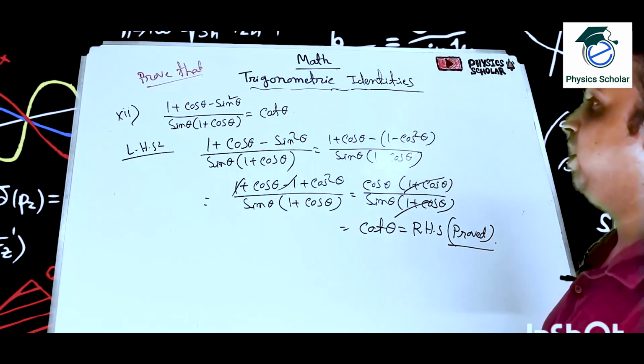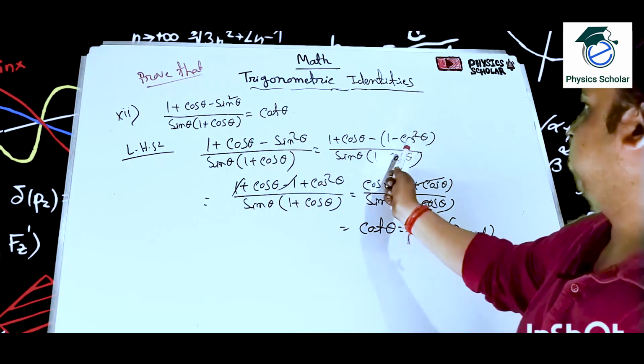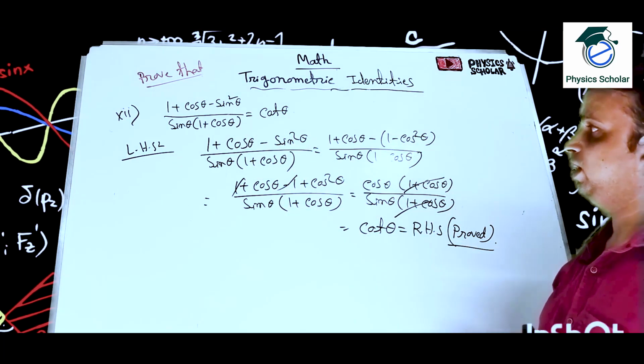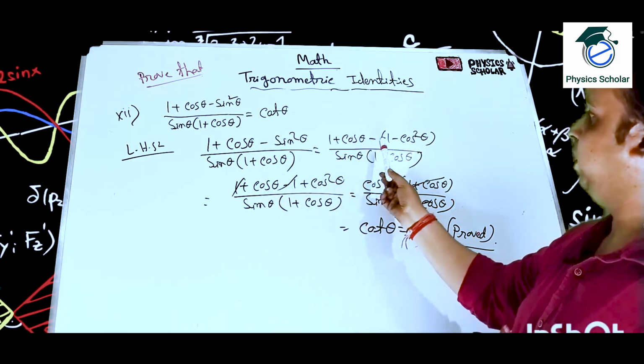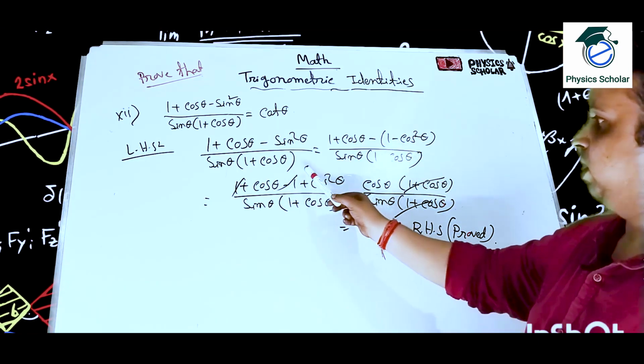So students, very easy sum. So here only this trick. Sin square theta is equal to what you can write? 1 minus cos square theta. Now 1 plus cos theta as it is, then minus 1, it will be plus, sin it will change. Cos square theta. So this will be cancelled.